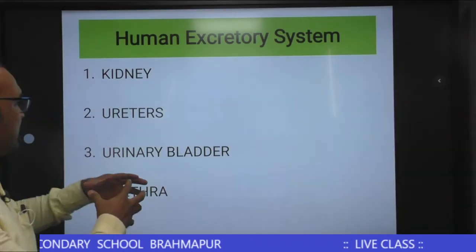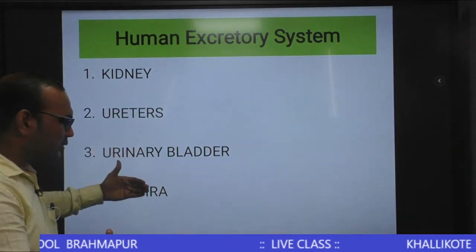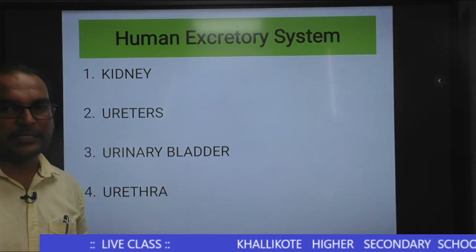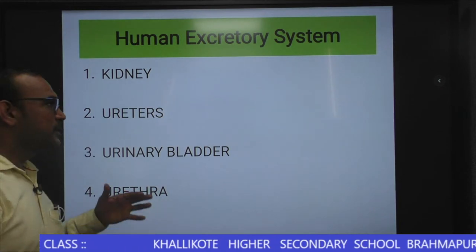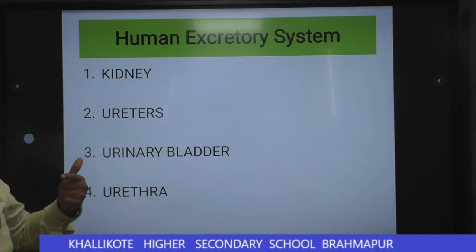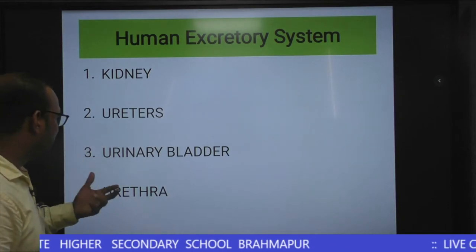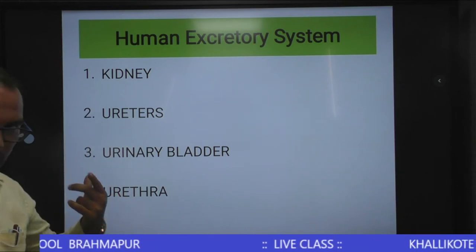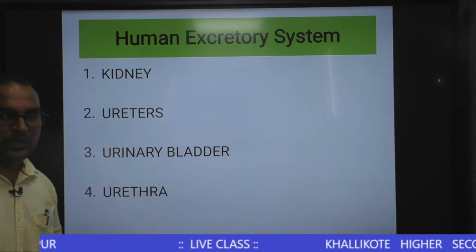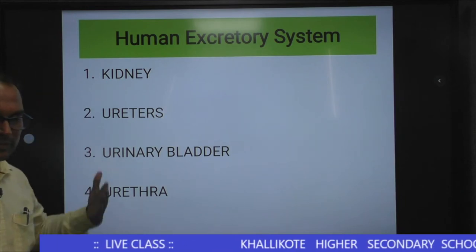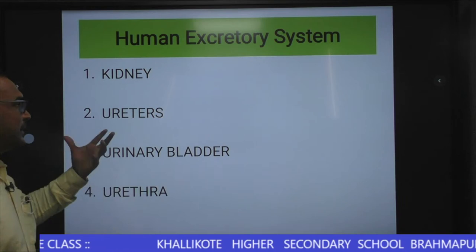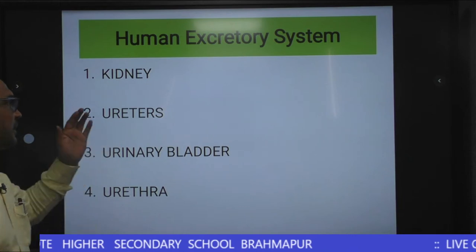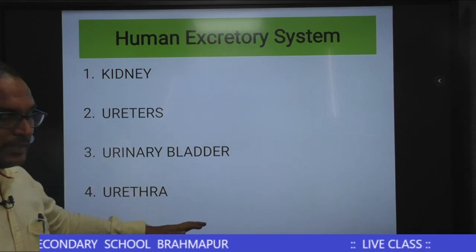So these are some examples of the different types of products. Now coming to humans, different organs are related to that. As I told you, the excretory system is that which is related to the total process of excretion. In humans, a pair of bean-shaped kidneys, ureters attached to each kidney, so one pair of ureters, one urinary bladder, and finally the urethra. These four components constitute the human excretory system: kidneys, ureters, urinary bladder and urethra.